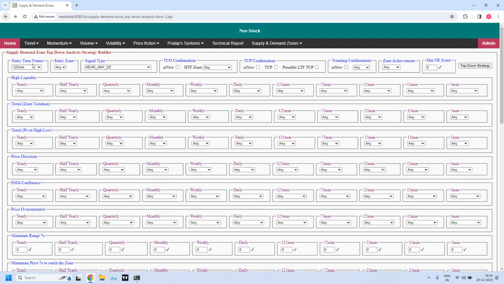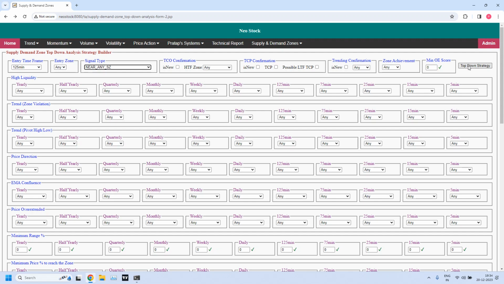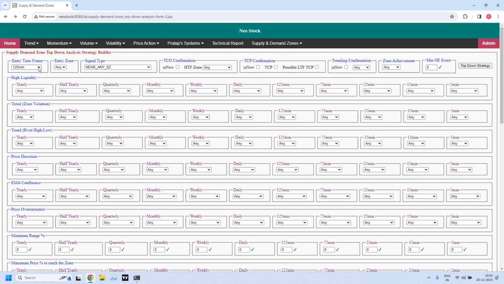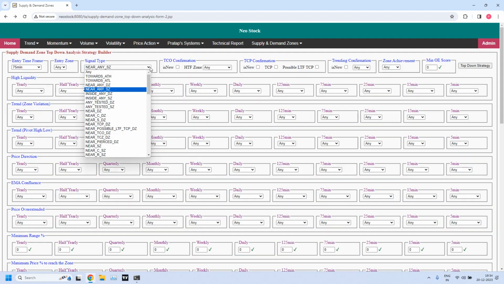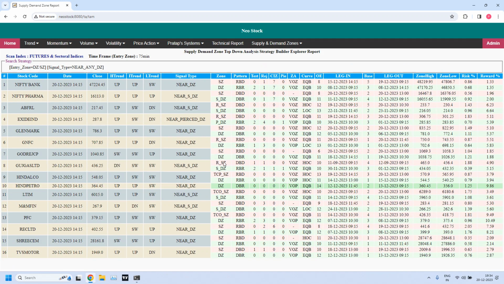So let's go back. Entry time frame is 125 minutes. Let us find the stocks near 125 minutes supply zone. So only one stock is near 125 minutes supply zone. Now let's go to 75 minutes time frame. Let us find the stocks near 75 minutes demand zone. 16 stocks are there near 75 minutes demand zone. Nifty Pharma is also near a high liquidity zone.